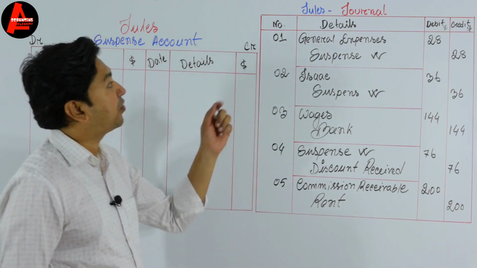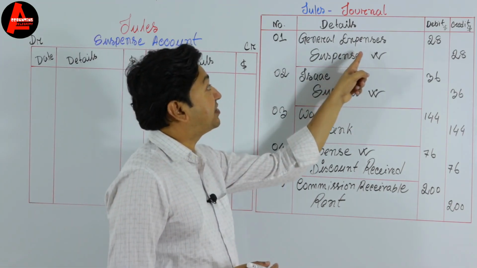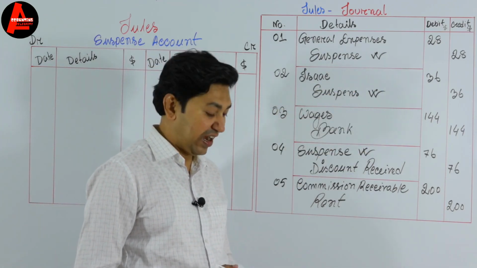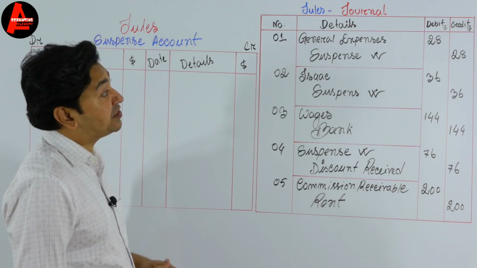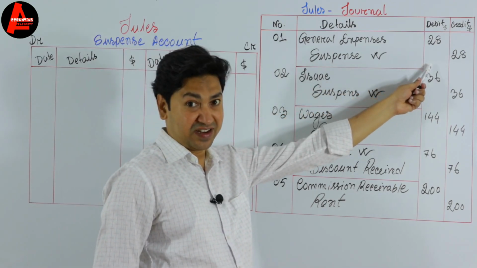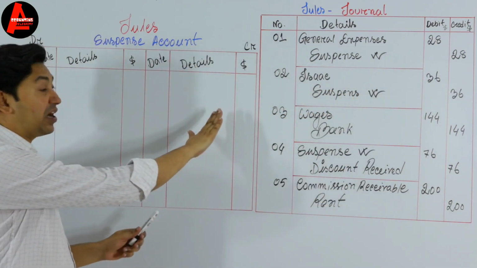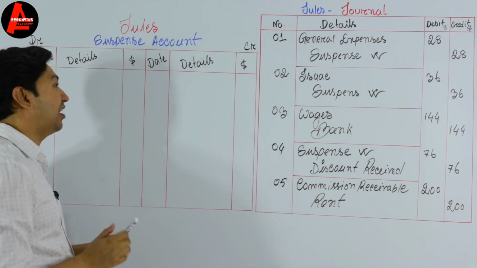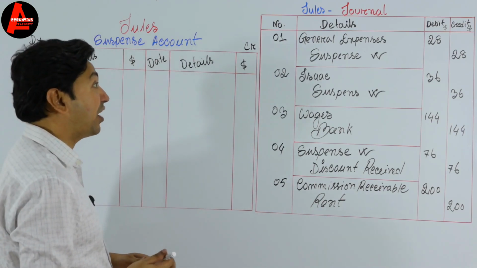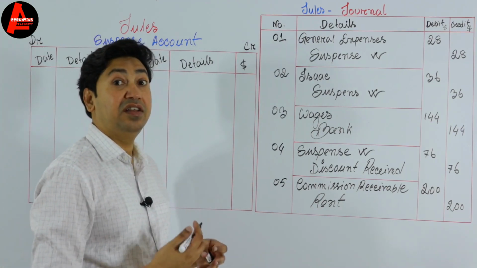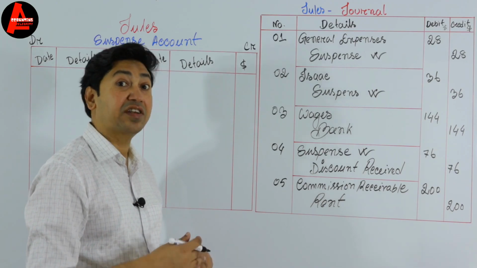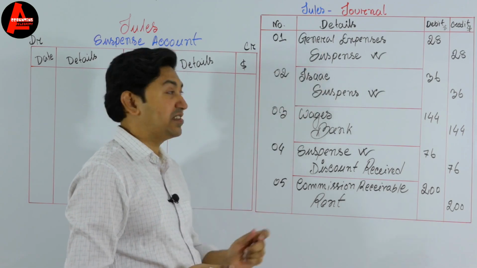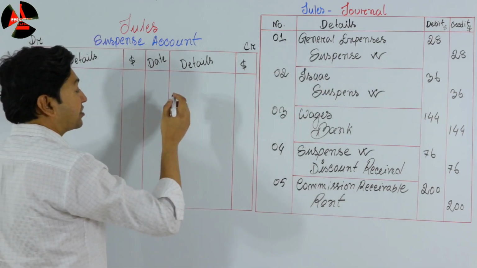Okay, so now where to include this, in the debit column or in the credit column, how to understand? Okay, here in number 1 we see general expenses to be debited and suspense account to be credited by $28. Okay, so here suspense account is credited, so we will come on the credit side, not on the debit side. Okay, on the credit side. So here what to write? We will write the opposite account or corresponding account, which is here general expenses. Okay, so let us write here general expenses.